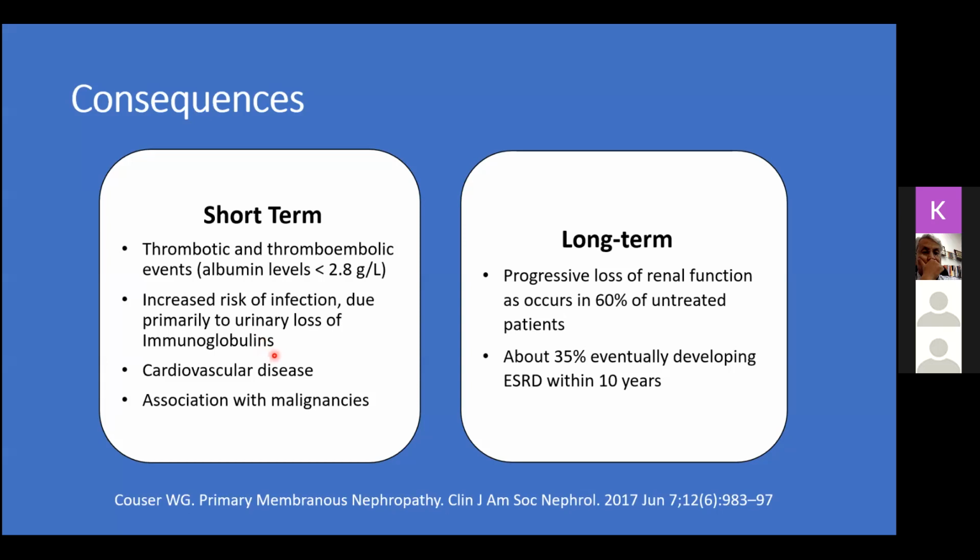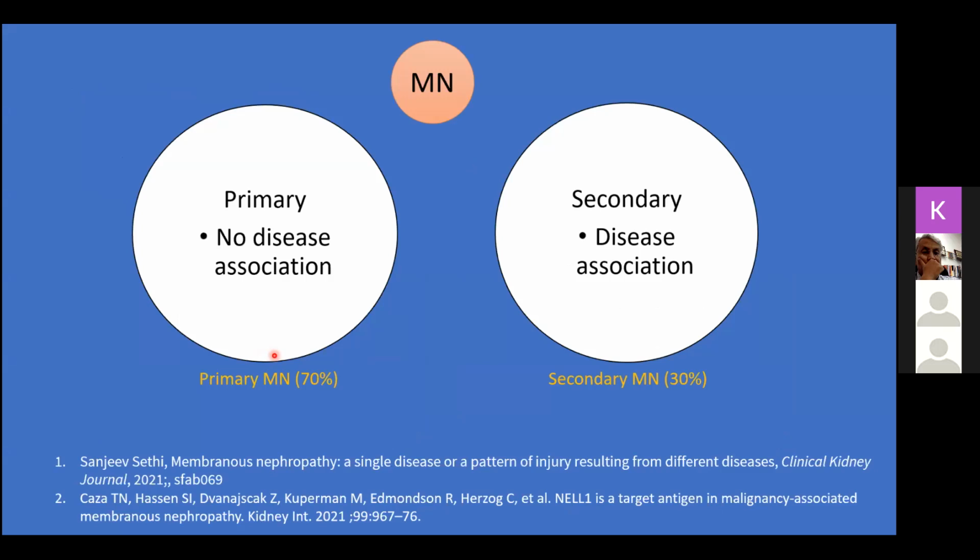One should remember the rule of 30 to 35%. 30% can progress to end-stage renal disease in 10 years, 30% can show remission, and 30% remain static. So this 30 to 35% rule applies in membranous nephropathy.